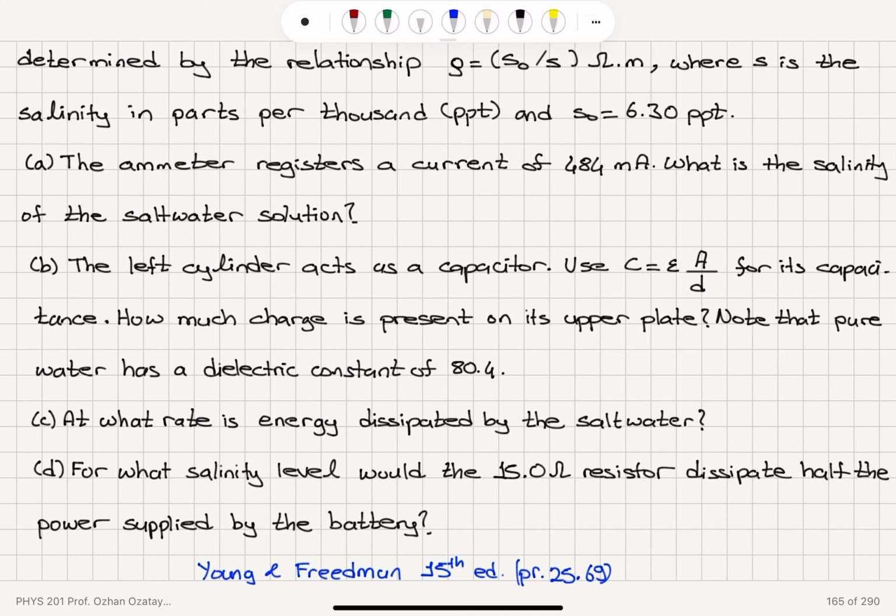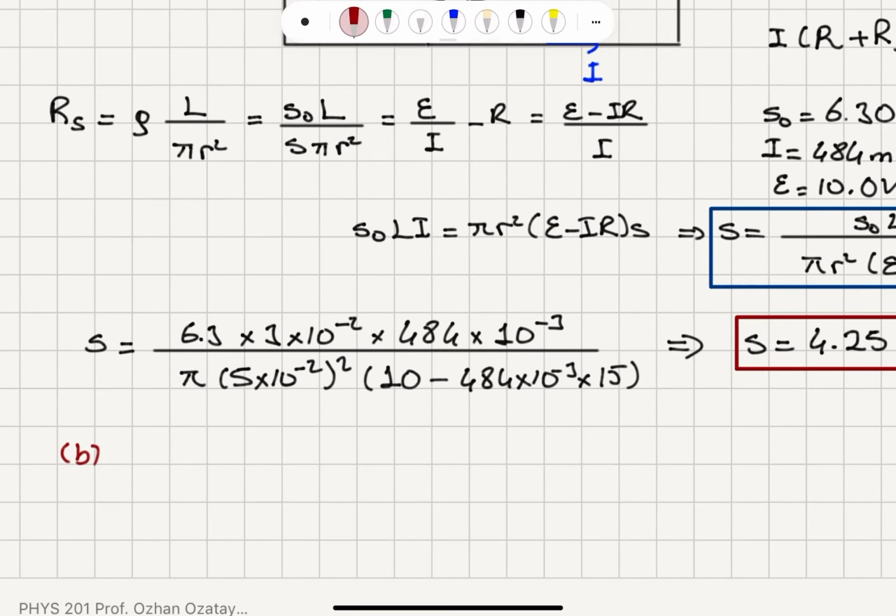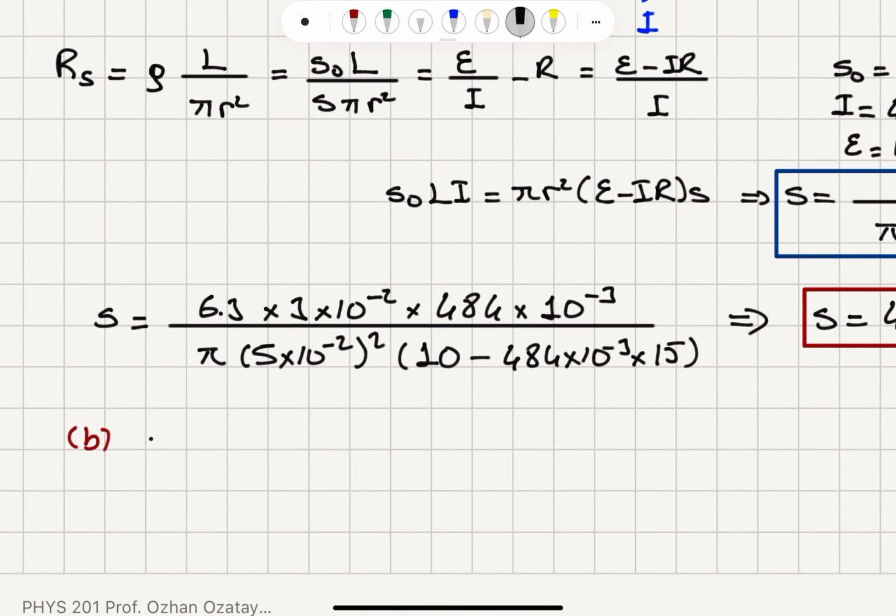Now part B says the left cylinder acts as a capacitor. Use C is equal to epsilon A over the area divided by the gap between the electrodes for its capacitance. How much charge is present on its upper plate? Note that pure water has a dielectric constant of 80.4. Okay, so now we're looking at the capacitance of the pure water.